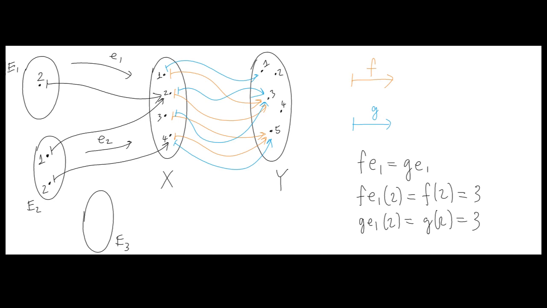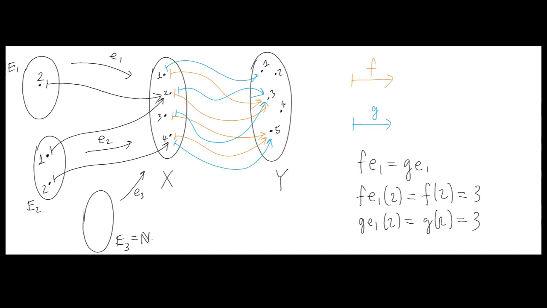Okay, now it's my turn. Let me name a third example. So this will be E3. So my E3 is going to look like this. I'm going to have E3 equal to the set of natural numbers. So it's going to be an infinite set.